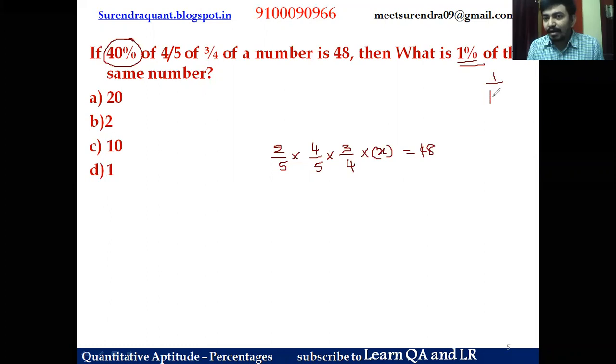1% means 1 per 100 of that number X. So we need to find out the X by 100 value, guys. If we take the unknown number as X, then X by 100 is what we are supposed to find out. And if you see the denominator expression, 5 5s are 25, 25 4s are 100, right? So X by 100. Now, what about the remaining terms on the numerator? 2 4s are 8, 8 3s are 24. If 24 comes to the right side denominator, 48 by 24. So this is 2. So our required answer is 2.